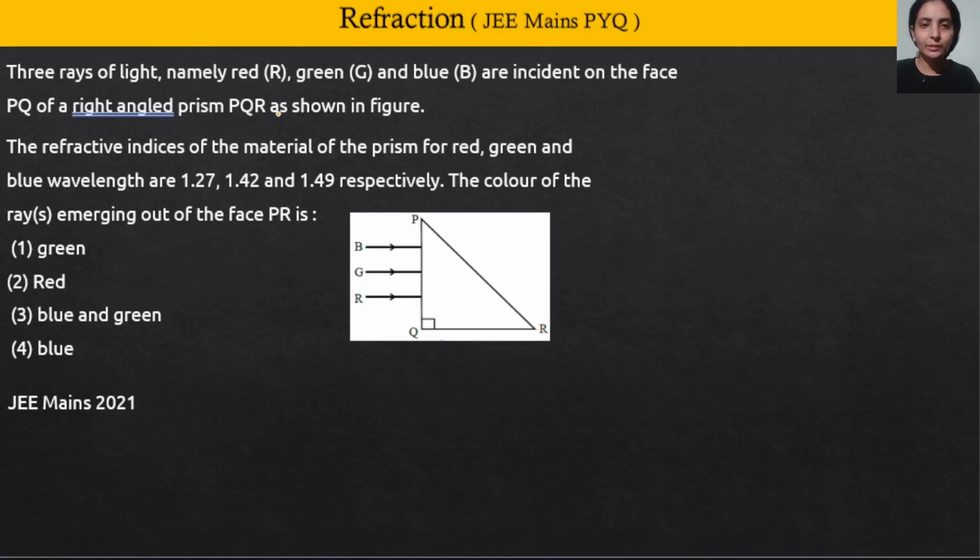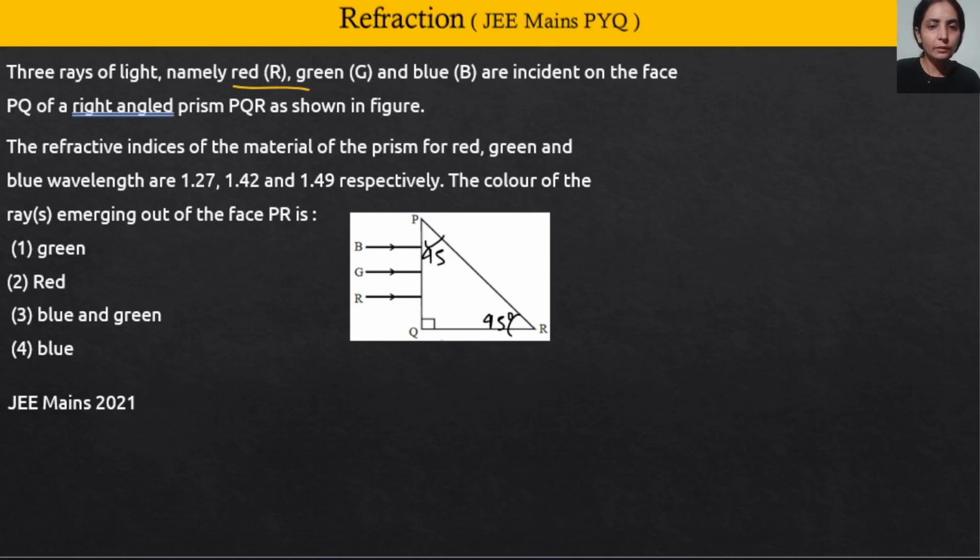Let us now do this question. So three rays of light, namely red, green and blue, are incident on the face PQ of a right angled prism PQR. One thing is missing in the question. This is not only a right angled prism, rather this is also an isosceles prism. So PQ is equal to QR basically. So what will your angle be here? This is 45 and this is your 45. So this thing we will take.